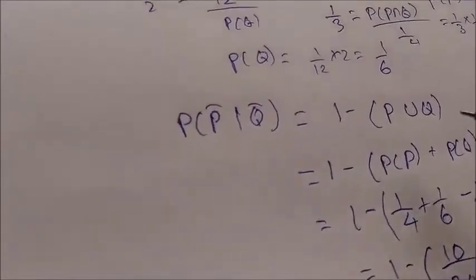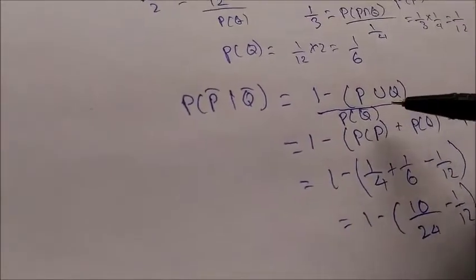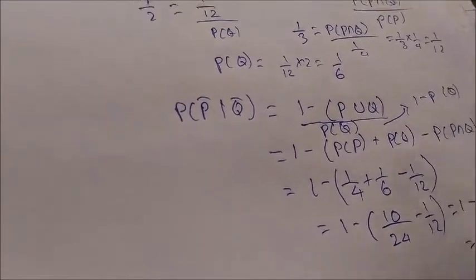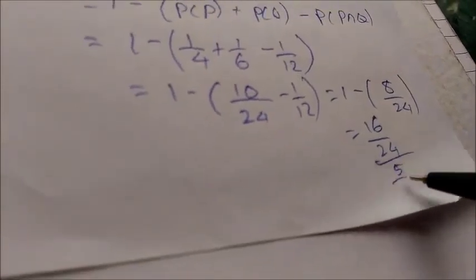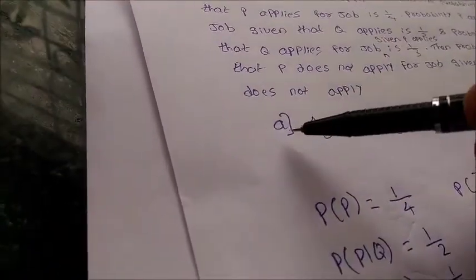We made one mistake here. Below it would be P of Q complement, which could again be written as 1 minus P of Q. That value P of Q we already know, it's 1 by 6. So 1 minus 1 by 6 is 5 by 6. So we would have to write 5 by 6 below here. Now the question is of 5 by 6. So if you do that, 16 by 24 into 6 by 5, our answer comes out to be 4 by 5. It's option A. Okay, that's our answer.